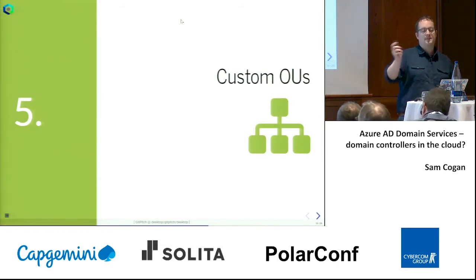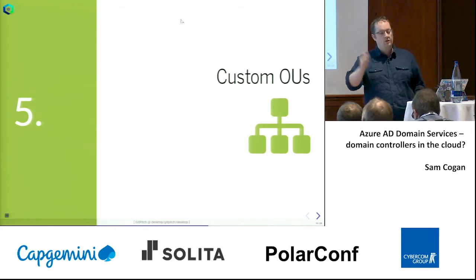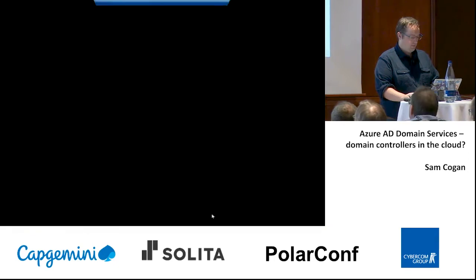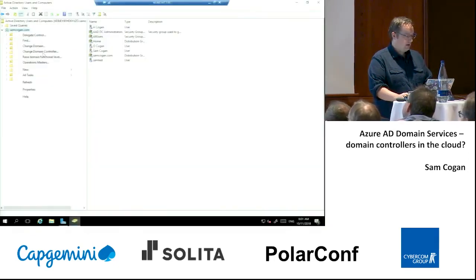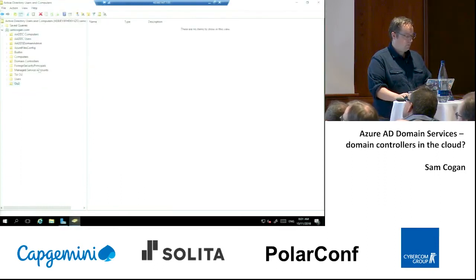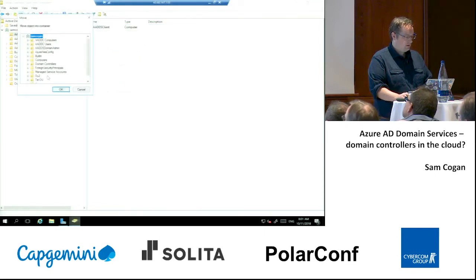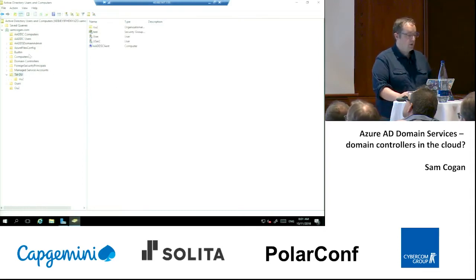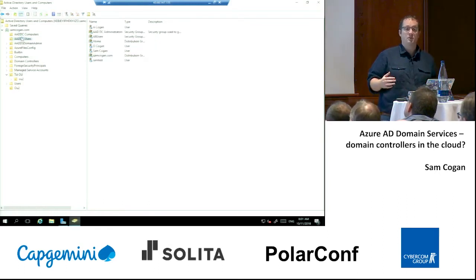Custom OUs links back to the user conversation. So if we hop back to the machine again, you see here, I can create custom OUs quite easily, and I can move computers around if I want to. So let's take this computer and we'll move that into my test OU. That works fine, but again, I can't move my users that are in this OU into a different custom OU.